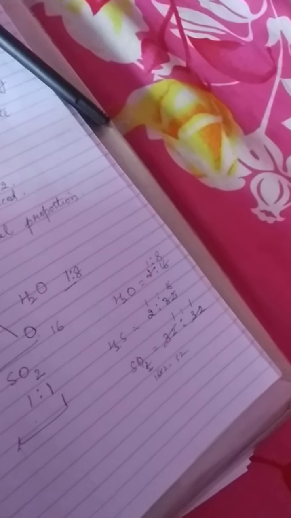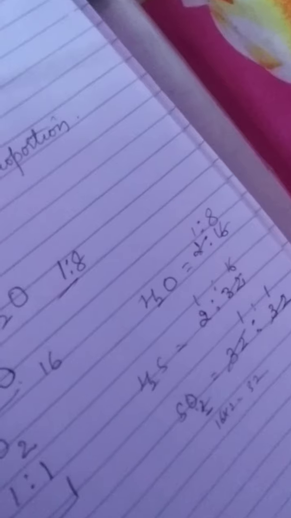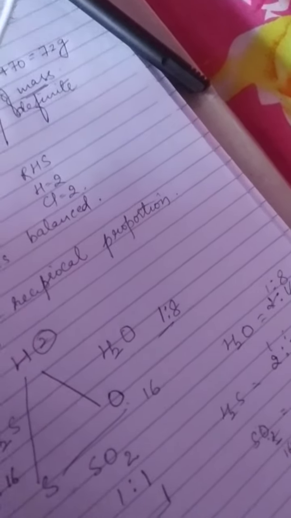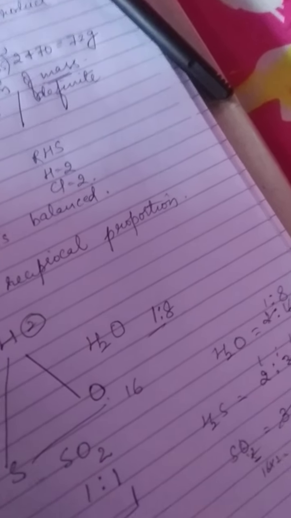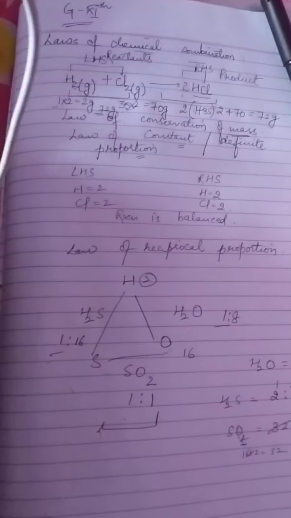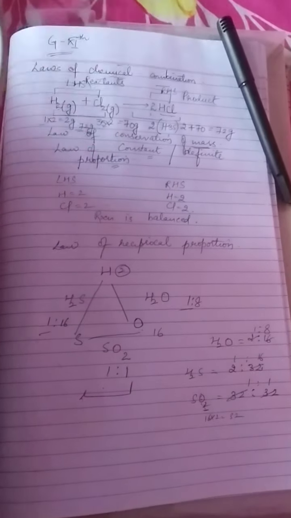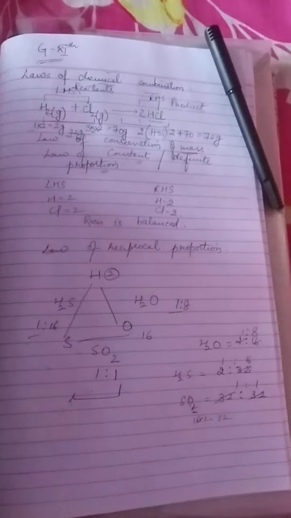Clear? The law of reciprocal proportion means the law of equivalent proportion. When two different elements combine separately with a fixed mass of a third element, the ratio in which they do so will be the same. See, they are the same, 1/1, or some simple multiple of the ratio in which they combine with each other. So this is all about your laws of chemical combination, right? In this way you will calculate the laws of chemical combination reactions.